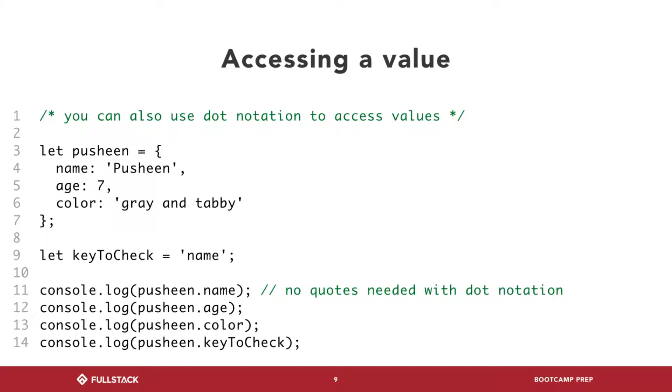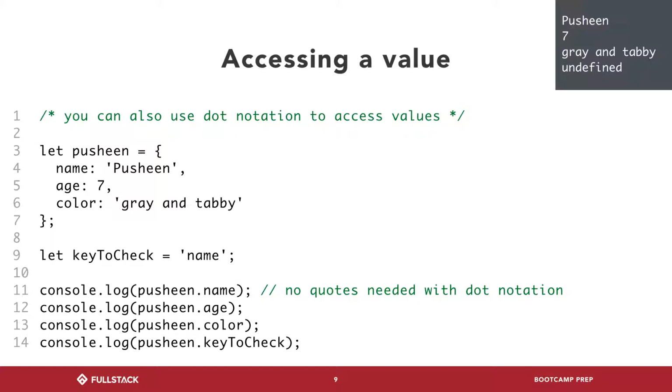So what that also means is if we look at line 9 here, we have this variable called key to check that equals name. If I do pushing.key to check, JavaScript will say, great, I am looking for a key called key to check as a string. And so what does this console log out for us? Undefined. So one limitation you should know when you use dot notation, which you will see pretty commonly, is that what you're passing here has to be the exact name of the key. You cannot use variables here.